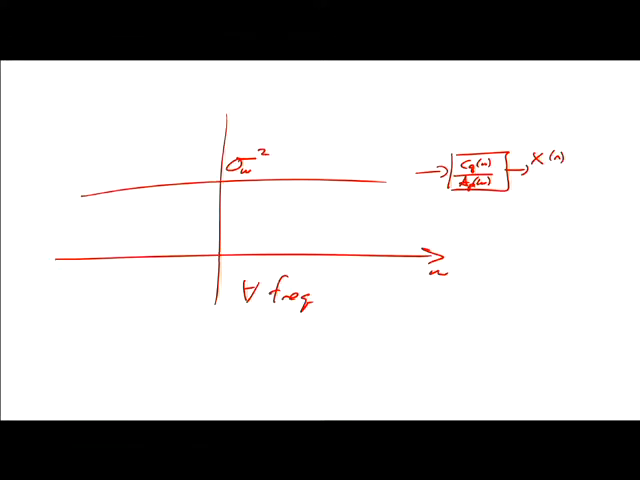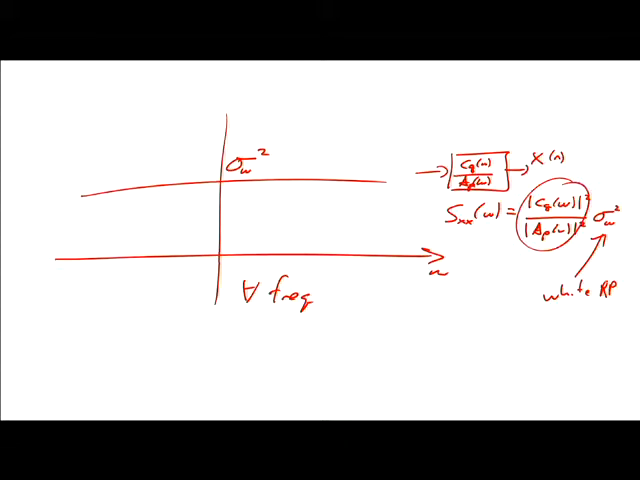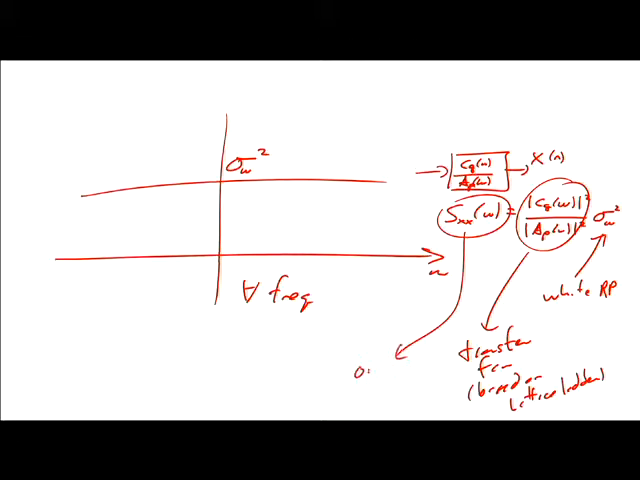So in this case, how do we get that? SXX of omega is going to be equal to the magnitude squared of CQ omega over AP omega, magnitude squared, times sigma W squared. That's from the white RP. This is from the transfer function, which is based on Lattice-Ladder. And that's going to be my output PSD of the system.